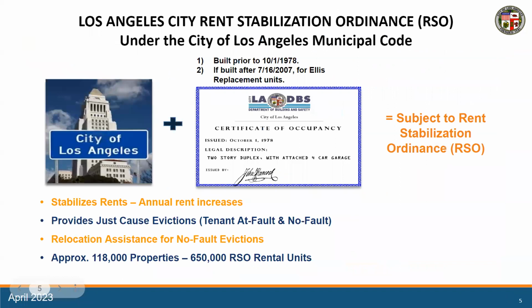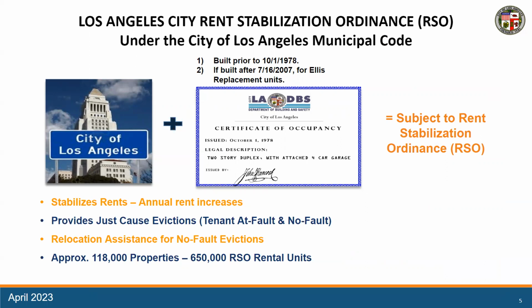The city's rent stabilization ordinance, also known as the RSO, are rental units that are 1, located within the City of Los Angeles, and 2, have a permit and/or certificate of occupancy issued by the Department of Building and Safety on or before October 1st, 1978. Some properties that were built after July 16, 2007 may also be subject to the city's RSO if the original property was subject to the RSO and then demolished and replaced with newer residential property.